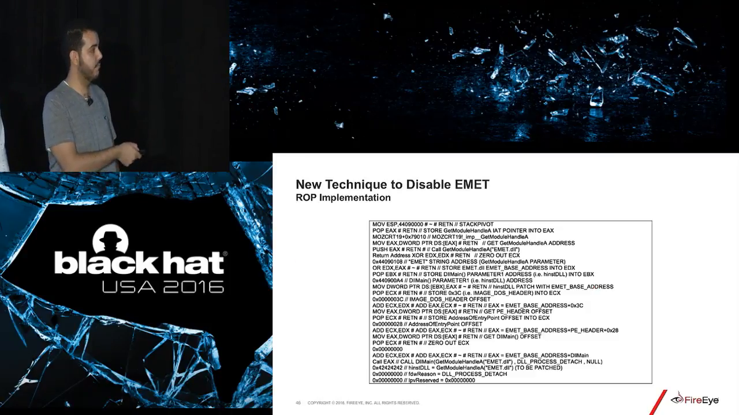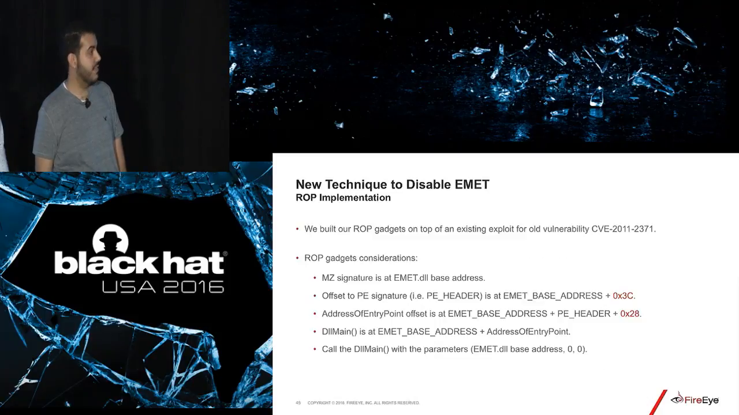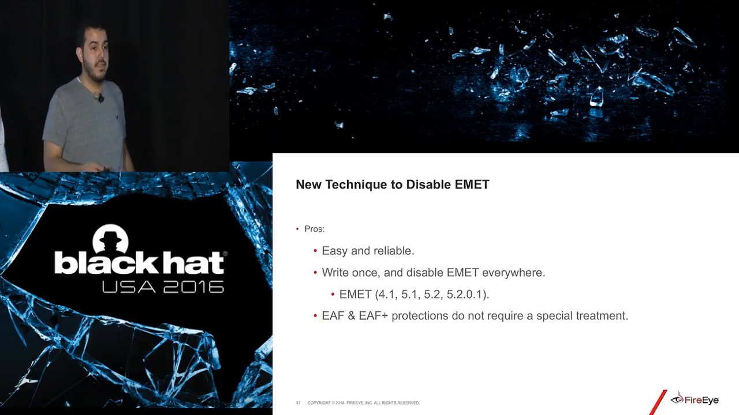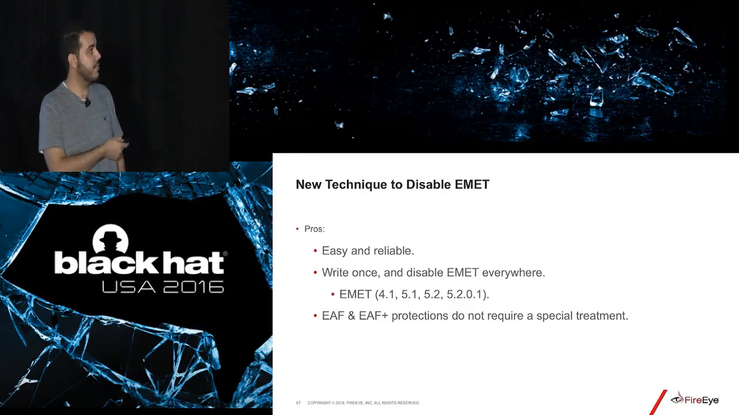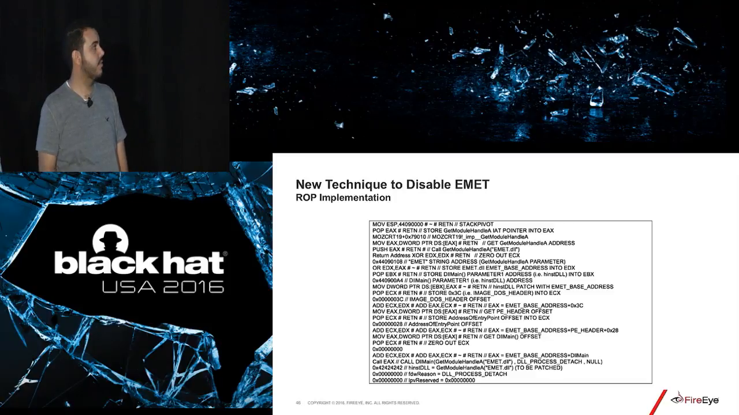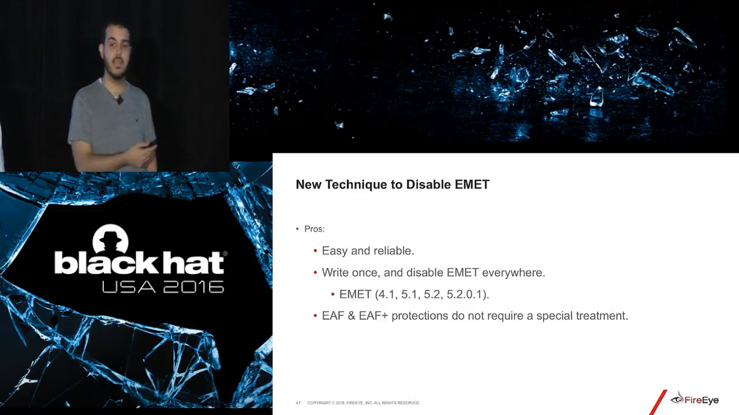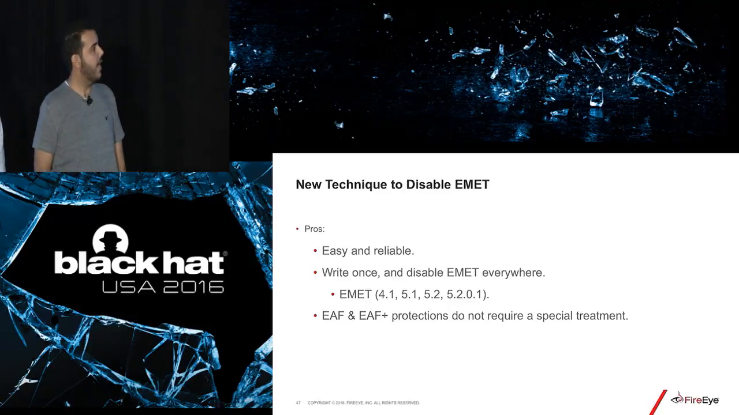These are the actual ROP gadgets we used, which have been described in the previous slides, so no need to go through them entirely. The advantages this technique gives are that it's easy, since these are straightforward ROP gadgets, and it's reliable. Nothing can be more reliable than having EMET unload and disable itself. And it's write once, exploit everywhere.